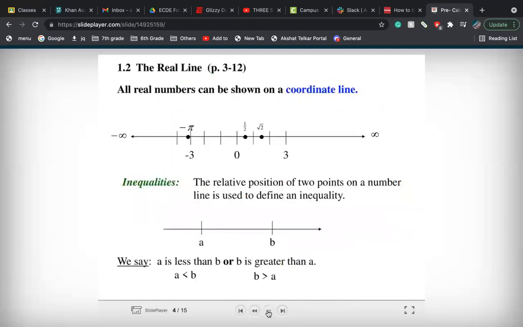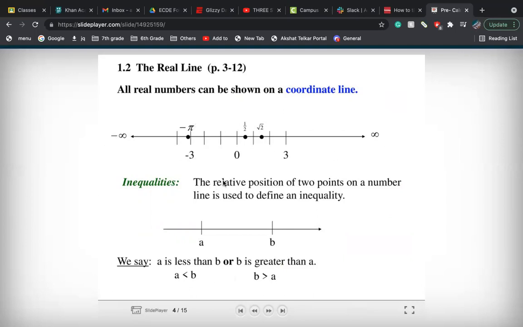So now we're going to go over interval notation, and this is essential for the beginning of pre-calculus. So know that all real numbers can be shown on a coordinate line. I want you guys to note down the actual values of these symbols right here, just the basics of it. So for pi, you just know that it's 3.14, and 1/2 would be 0.5, and then square root of 2 is about 1.6, 1.7.